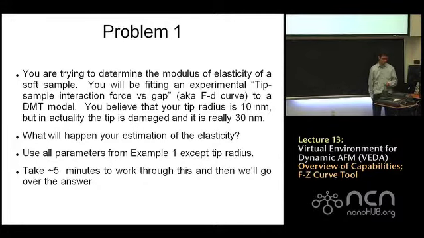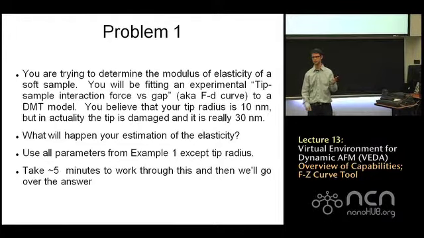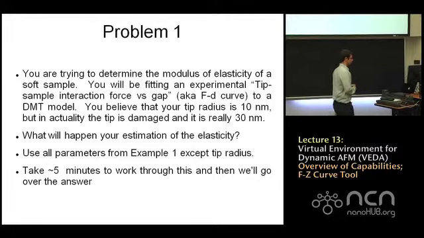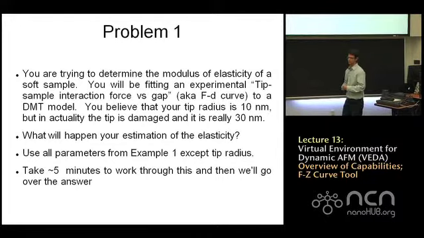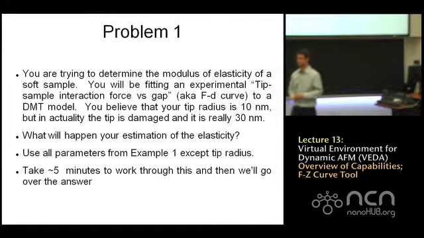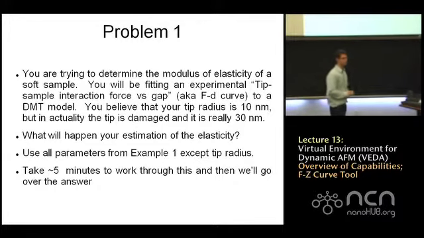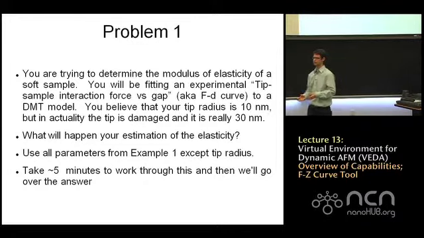And when you do the model, we have to assume, one, a model that we're going to use, but two, we need to know something about the geometry of the tip and the properties of the tip. So we think that we have a tip radius of 10 nanometers, but unfortunately the tip has become degraded over use and the tip radius is now more like 30 nanometers. So what will happen to our estimation of the elastic modulus in this scenario? We're assuming 10 nanometers and the tip radius is actually 30.